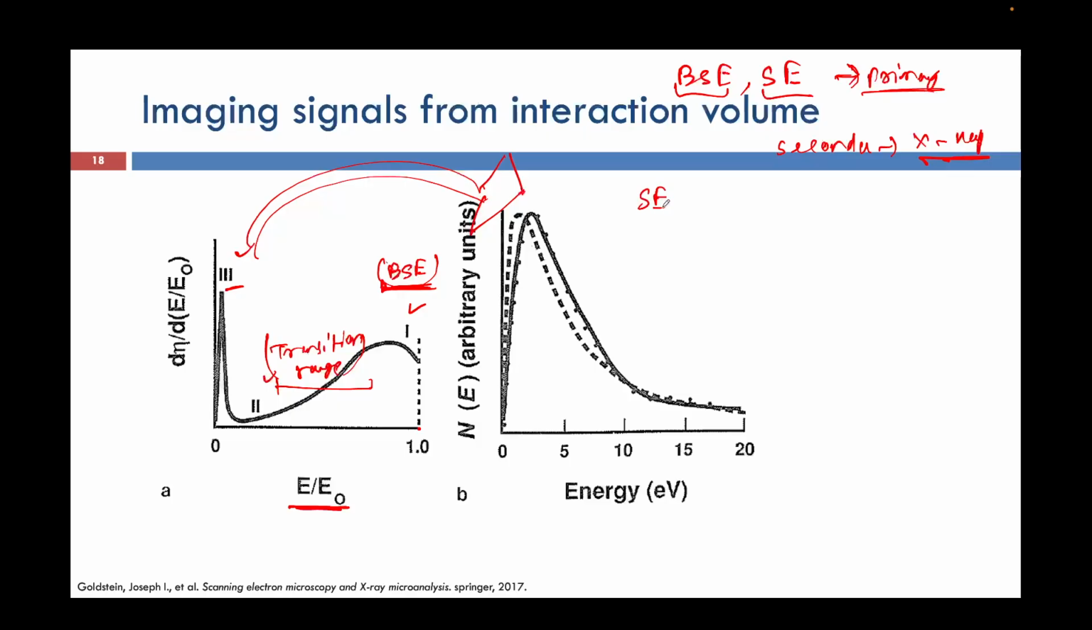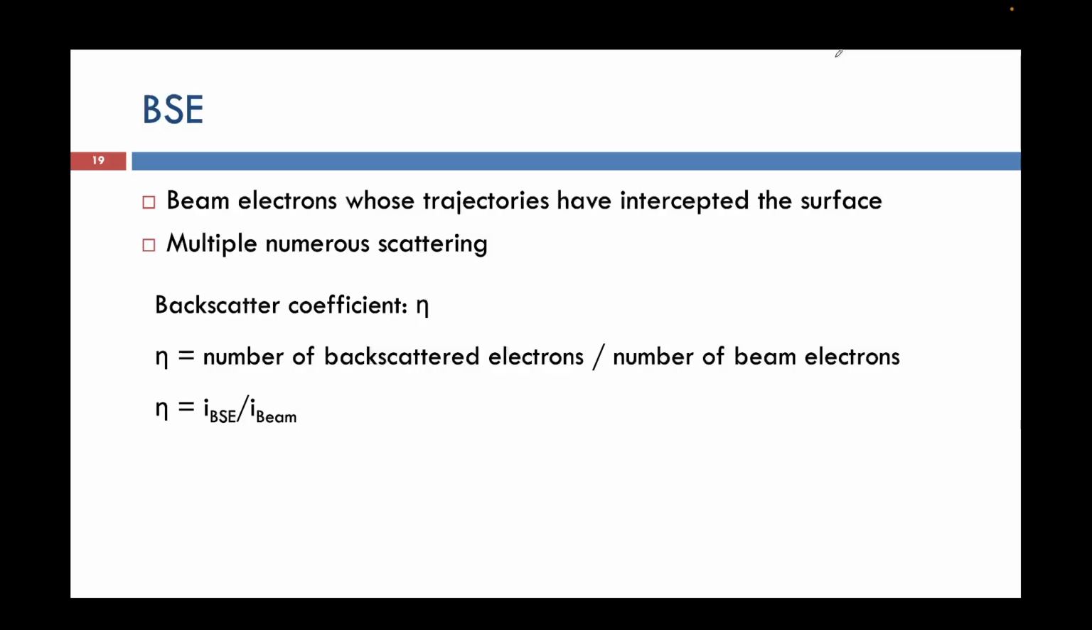Secondary electrons are defined based on the energy that they possess. And always remember, BSE, that means backscattered electrons, are the electrons which were coming with the incident electron beam, and after losing energy in different ways, they are coming out of the specimen. Those are called backscattered electrons. Secondary electrons are related to the specimen, the sample that you are trying to map. So backscattered electrons are beam electrons. You have to remember this, whose trajectory has intercepted the surface, that means the surface of the specimen.